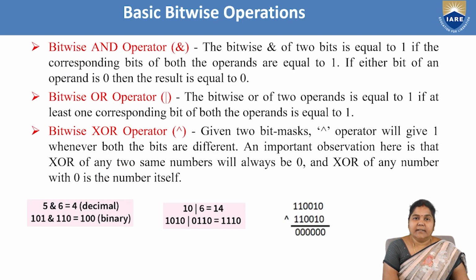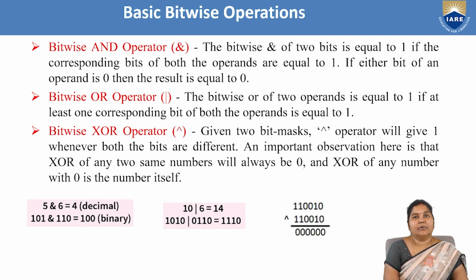Now, in Python, what are the basic bitwise operations? The basic bitwise operations are the bitwise AND operator, bitwise OR operator, and bitwise XOR operator, followed by the shift operators. Now, how does the bitwise AND operator work? Whenever the two bits of the given two numbers are 1, then when you apply the bitwise AND operator, the result will also be 1. So when both the bits are set, the output will also be set. If one of the bits is 1 and the other bit is 0, then the output will be 0.